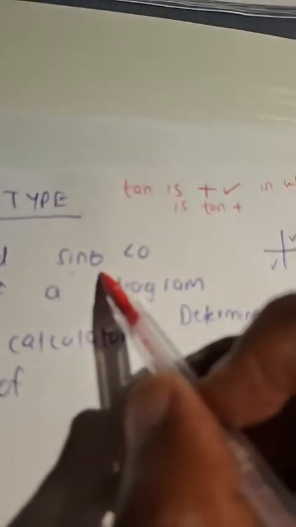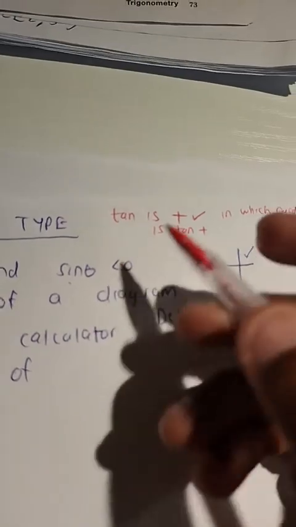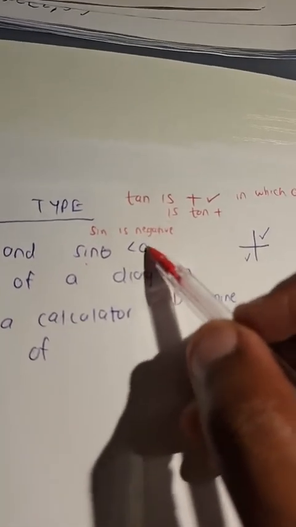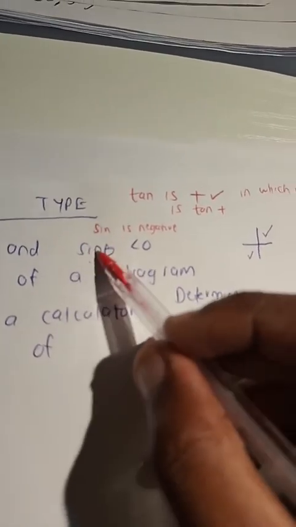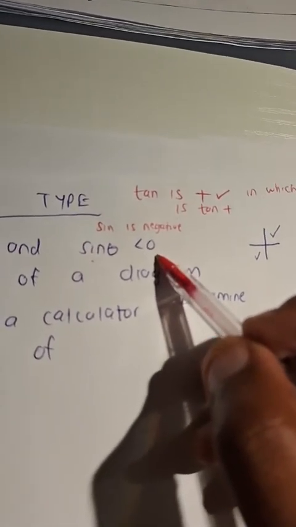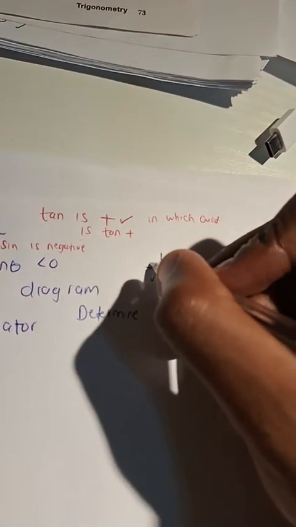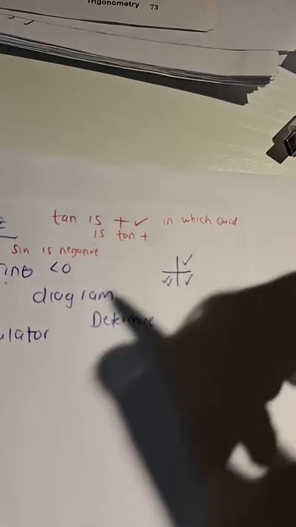Sine theta is less than 0. Question is, what does this mean? Sine theta is less than 0. It means sine is negative. Guys, anything that is less than 0, it means that particular thing, which thing? This thing. What is this thing? It's sine. Sine is negative. Question is, where is sine negative? So we go to our Cartesian plane. Sine is negative in the 4th and in the 3rd quadrant.